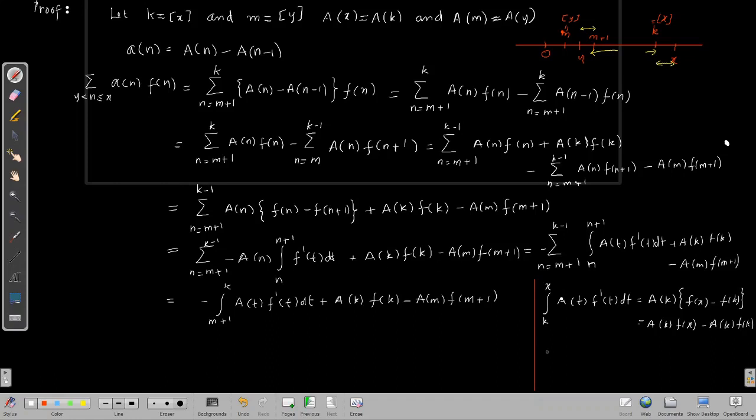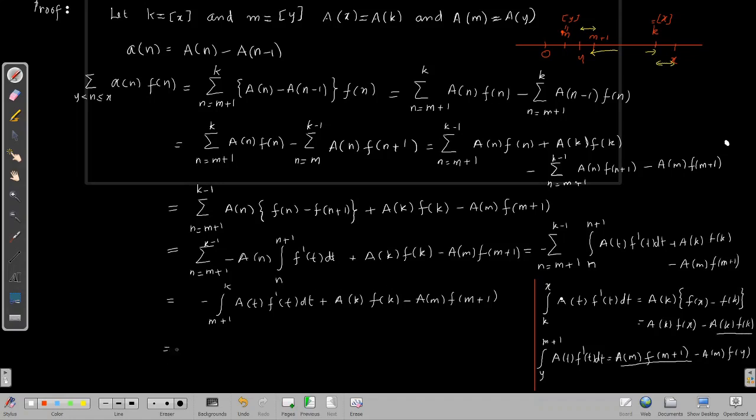Similarly, we consider another integral from y to m plus 1, the same quantity a of t f dash t dt, and that will give almost the same formula, because the value of a of t is always a of y. We can write this as a of m times the remaining, which is f of m plus 1 minus a of m times f of y. So we can replace these two quantities, a of m f of m plus 1 and a of k f of k, in this equation.